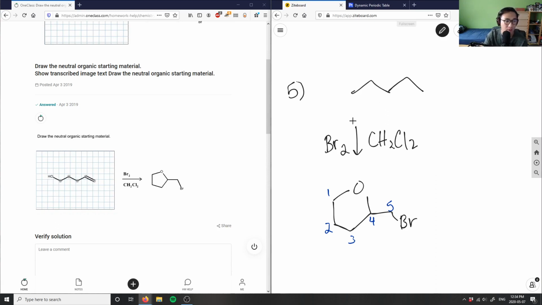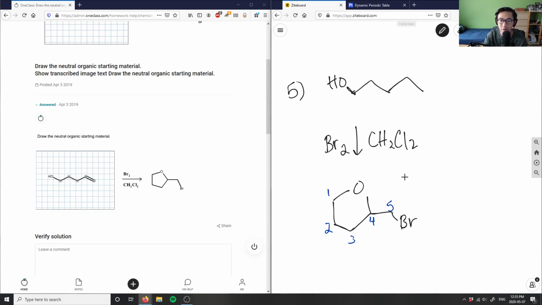I know that one of these ends here has to have an oxygen, right? And if I were to break up this heterocyclic ring here with the oxygen, I'm going to get an OH group, right? So I can safely say that this carbon here has to have a hydroxyl group. And then finally, I want a Br here.